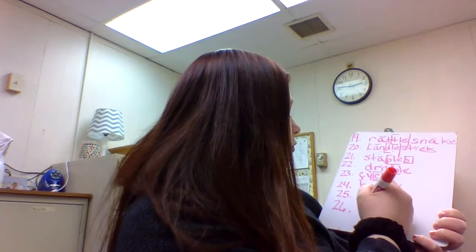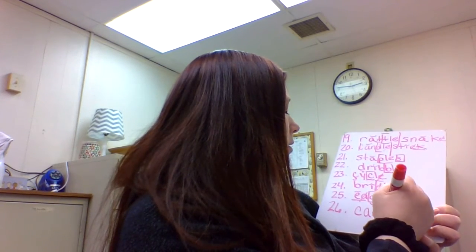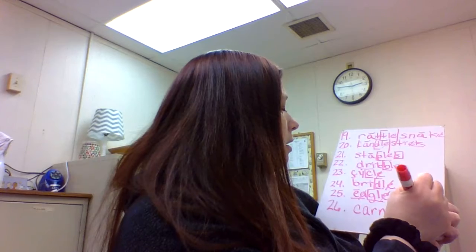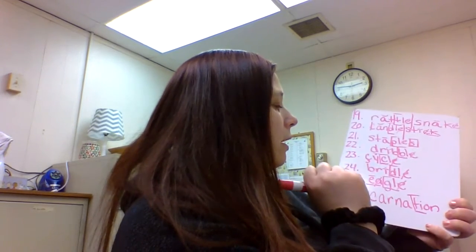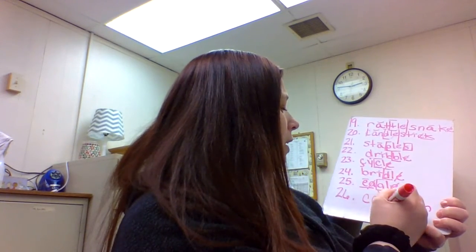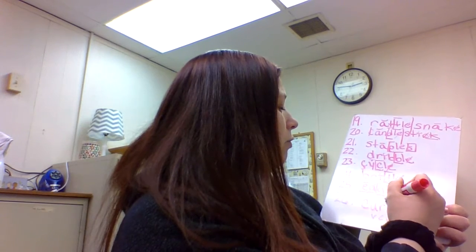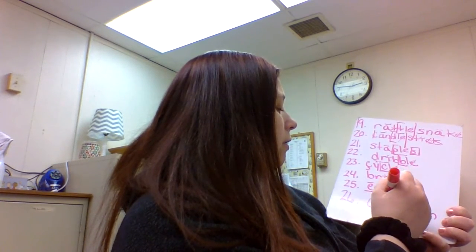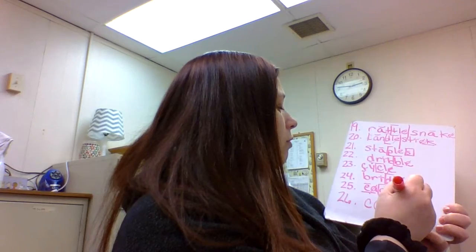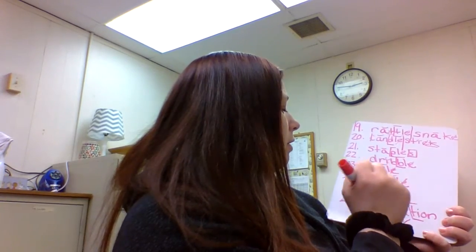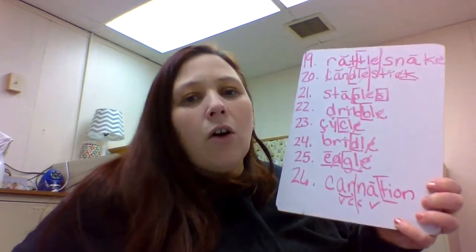26, we have carnation. Here we have our final stable syllable, TION. Here we have vowel, consonant, consonant, vowel. So we'll draw a line between our R and our N. Our A is open, it gets a macron, and our AR is a combination, so it gets the arc.